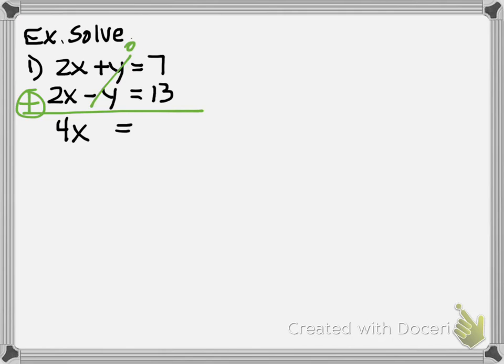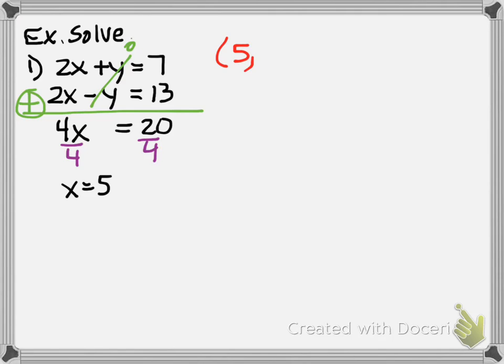And then we have 7 plus 13 is 20. And then we just divide both sides by 4, and we get x is equal to 5. So now that's half of my solution. That's the x value. And now we're going to calculate the y value.